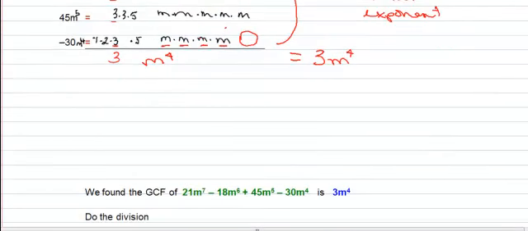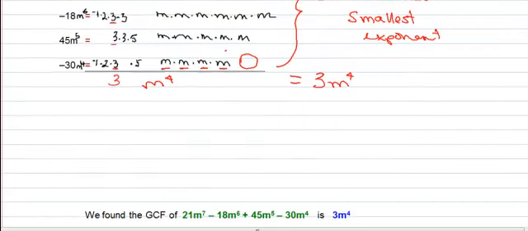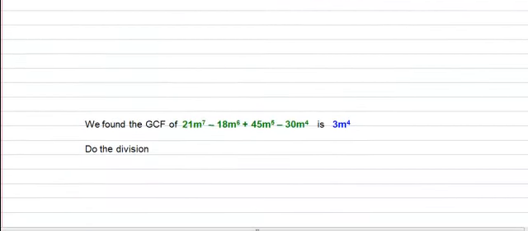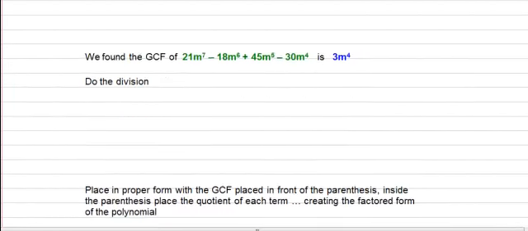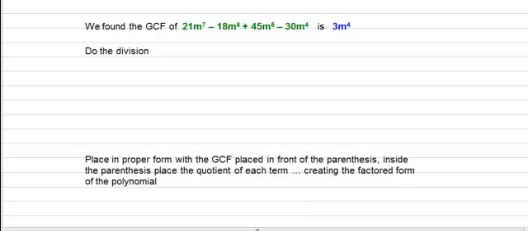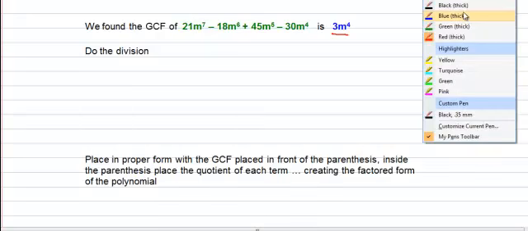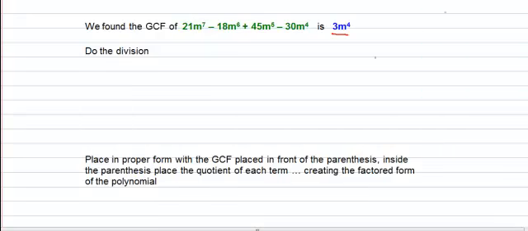All right. So we found that this is the little polynomial that we just did, and we said that our GCF was 3m to the 4th. Now that is the first step. The next step that we have to take is we have to divide it out. So we do a division. We take our polynomial and we divide it by our GCF.